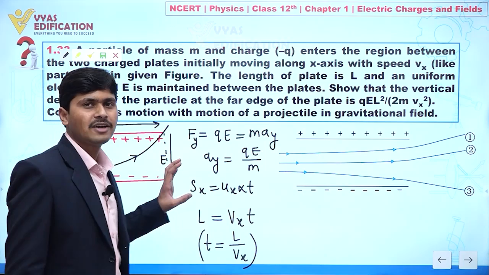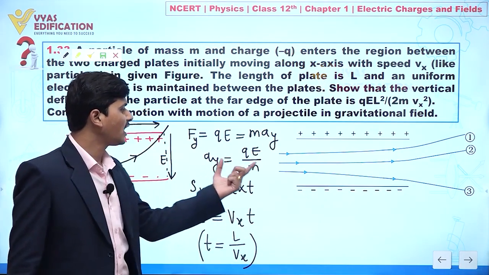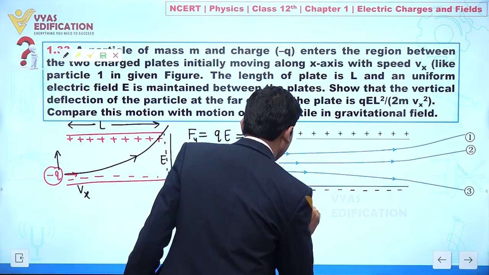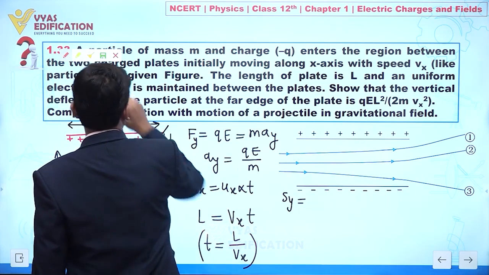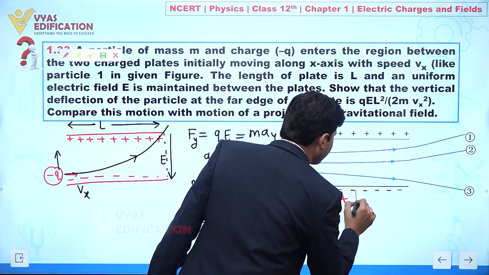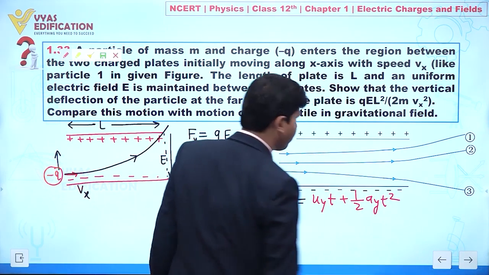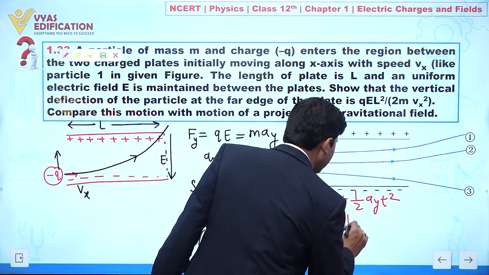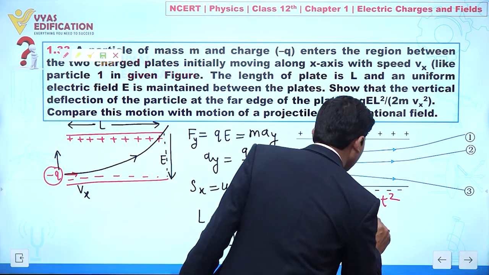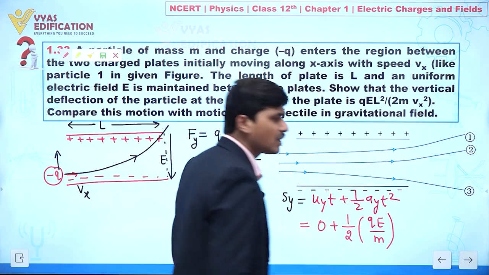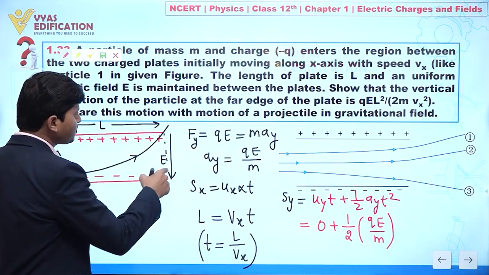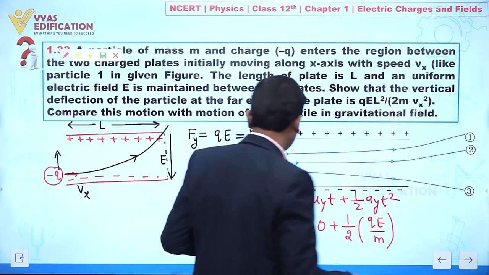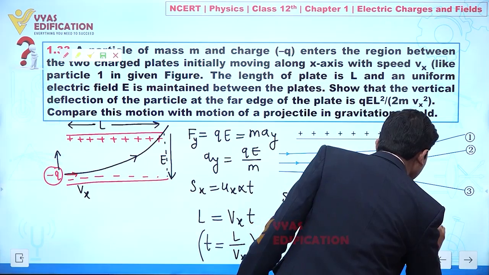Now we can apply the equation of motion, because in the vertical direction we have a constant acceleration; q, E and m are all fixed. Clear? So we can write Sy is given by uy t plus 1 by 2 ay t square. Clear? The initial velocity in the vertical direction is 0, so this is 0 plus 1 by 2, acceleration in the y direction is QE by m, and the total time taken, in the horizontal direction from this point to this point, is the same as the time in the vertical direction. So time is L upon Vx, whole square.